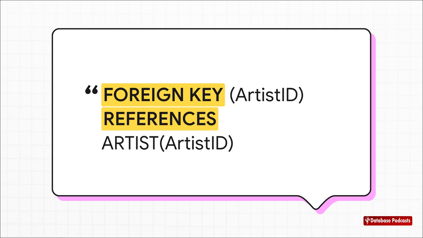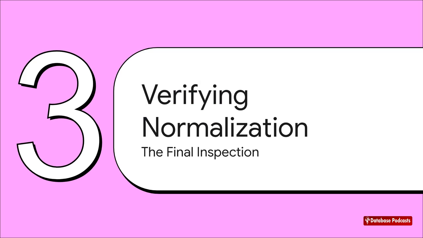And we make this happen using a foreign key constraint. This one line of code creates that unbreakable link. It tells the database that the artist ID in this table refers to the artist ID in the artist table. Once that's in place, the database itself becomes the guardian of your data's consistency. No more orphans.